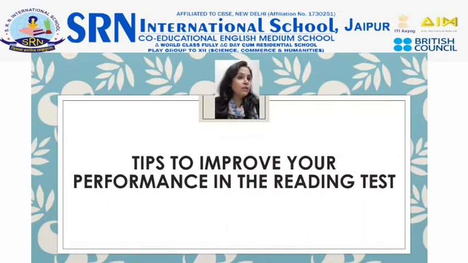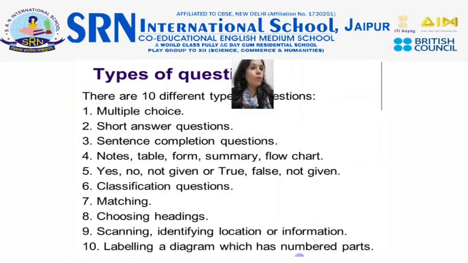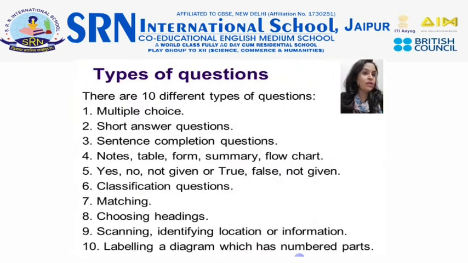Now we will be discussing the types of questions in your IELTS paper. There are basically 10 different types of questions which you will get: multiple choice, short answer questions, sentence completion, notes, table, form, summary, flow chart, yes, no, not given or true, false, not given, classification, matching, choosing headings, scanning, identifying location or information, and labeling a diagram which has numbered parts.